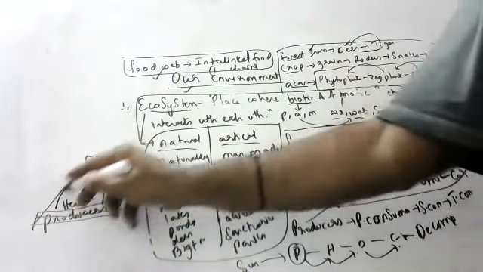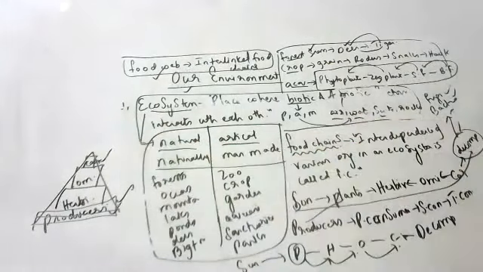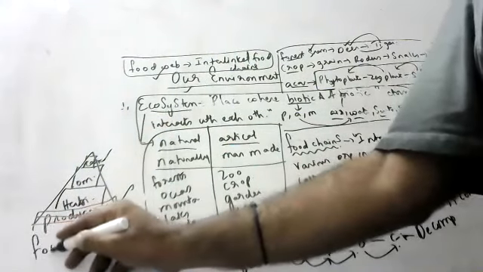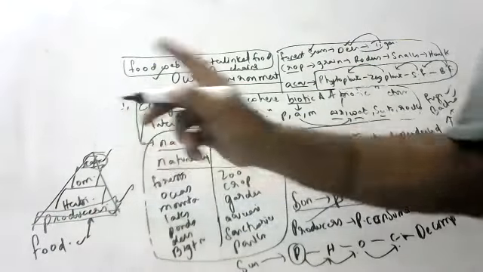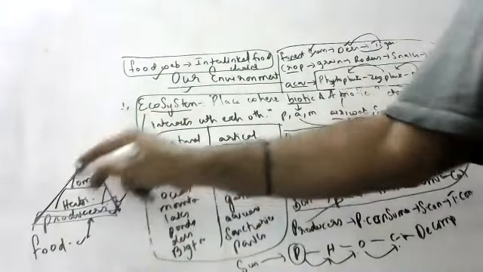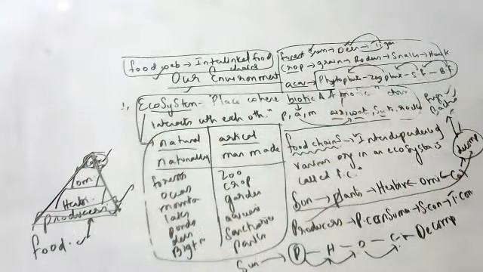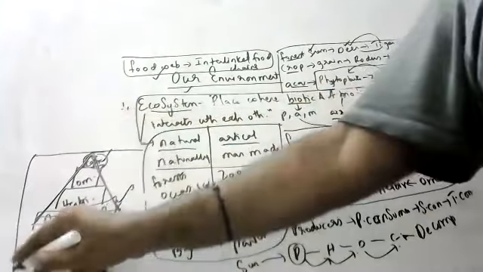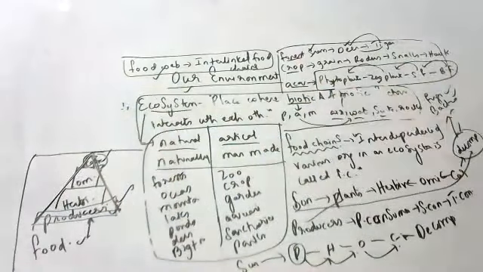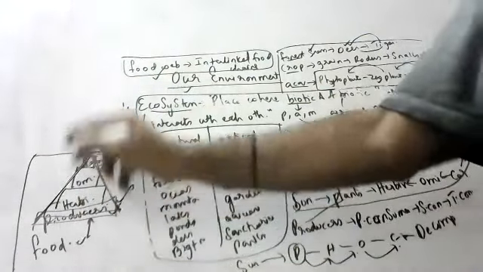So that's why it will always be in the form of a pyramid. This is called food pyramid. Why is the food pyramid in pyramid shape? Because at the producer level the number is more, at the carnivore level the number is less. As the number is decreasing, it is like a food pyramid. Okay, children.